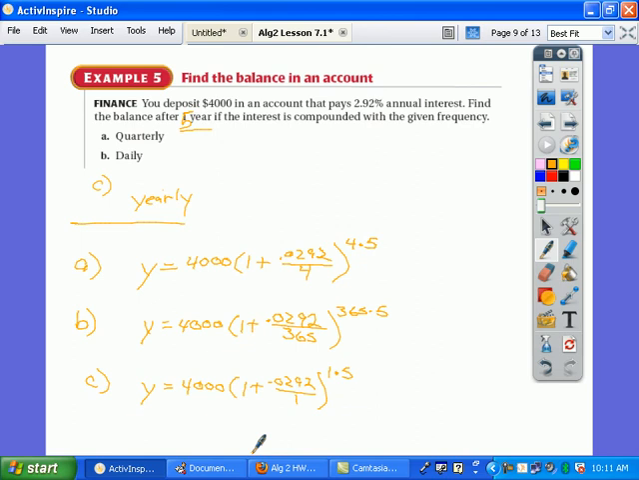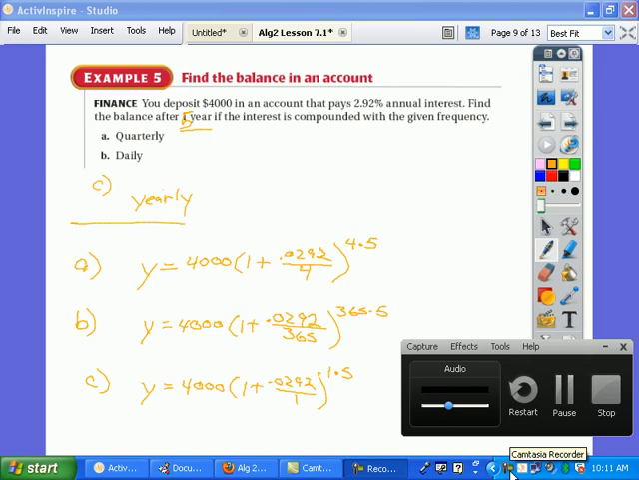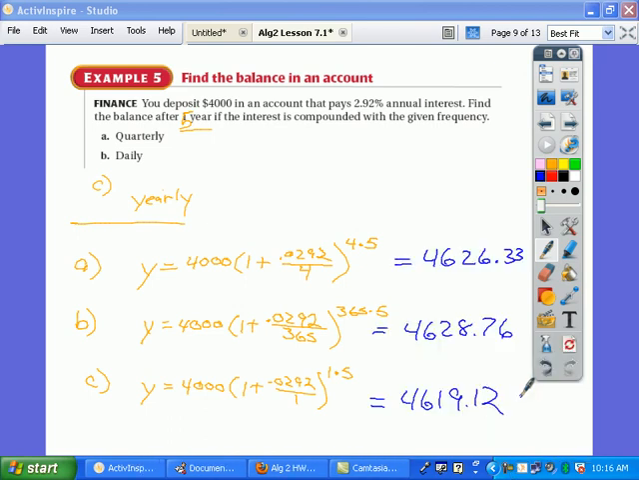All right, so after we've done all 3 calculations, we can see that if we only compounded this money 1 time a year for 5 years, we end up with $4,619. If we compounded it quarterly, we make $7 more, not really substantial. And lastly, if we compound it daily, we make $2 more.